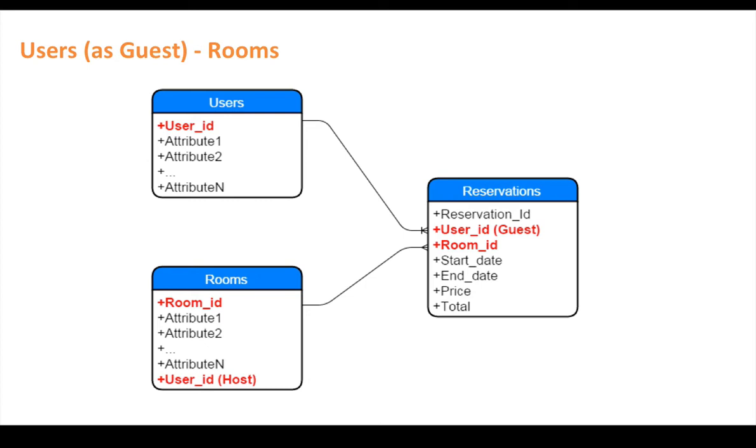Also, a room can have one or more reservations, and similarly, we should have room ID in the reservation as a foreign key to tell which room this reservation is for. One thing you should notice here is that the user ID in the room is different from the user ID in the reservation. This one is for the host, and this one is for the guest. For the reservation table, we need to record start date, end date, the price of the room, and the total dollar amount for that. So now you understand how things work together.